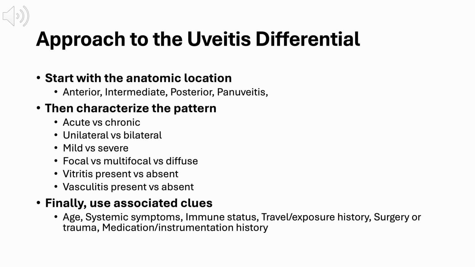Step 3. Layer in the associated clues: age, systemic symptoms, immune status, travel and exposure history, prior surgery or trauma, and any medication or instrumentation history. Location, then pattern, then clues. Run every uveitis patient through those 3 filters, and a manageable shortlist falls out. The following slides apply this exact framework, one anatomic location at a time.